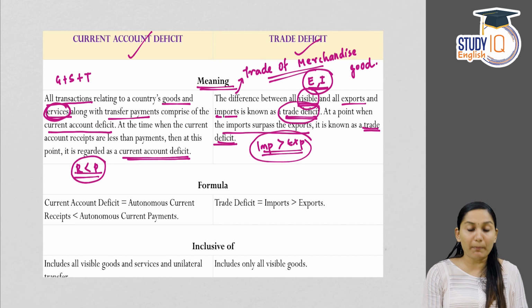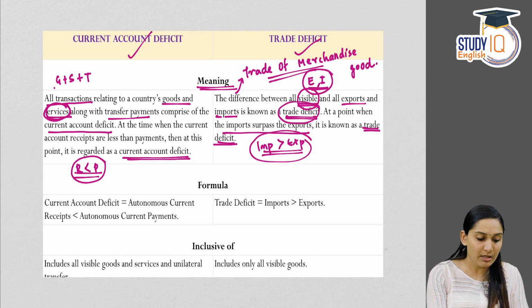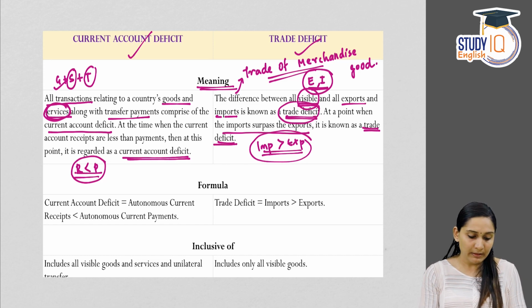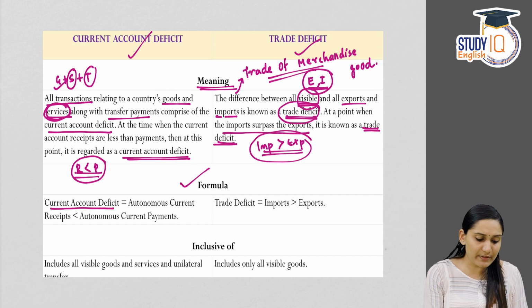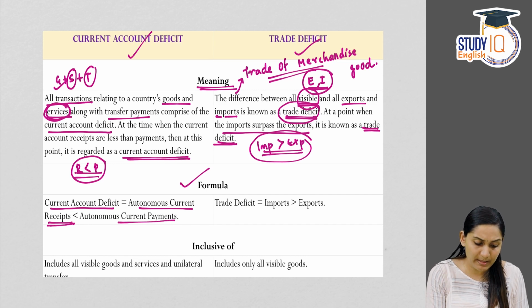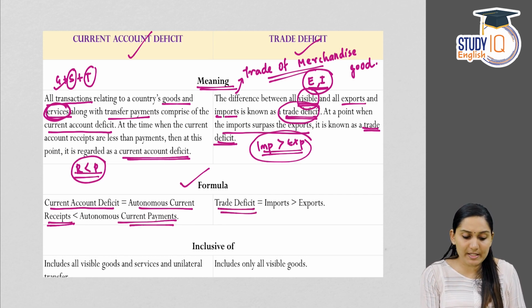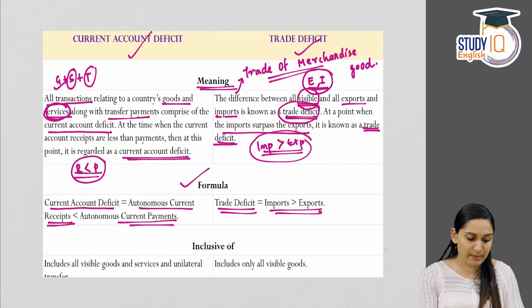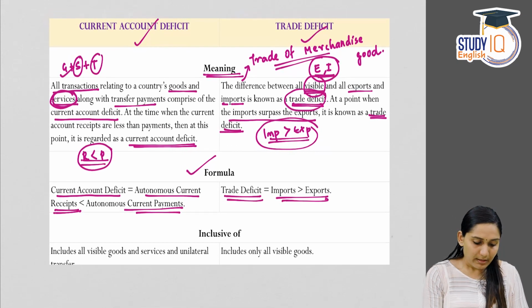So only two components are taken to find out trade deficit, that is only exports and imports, whereas in the case of a current account deficit, not just the import and export of goods but also services and transfer payments are accounted for. Now let's see the formula which will give you an even better idea. Current account deficit equals autonomous current receipts less than autonomous current payments. It is inclusive of all visible goods and services and unilateral transfers. Inclusive of means contains, or components.